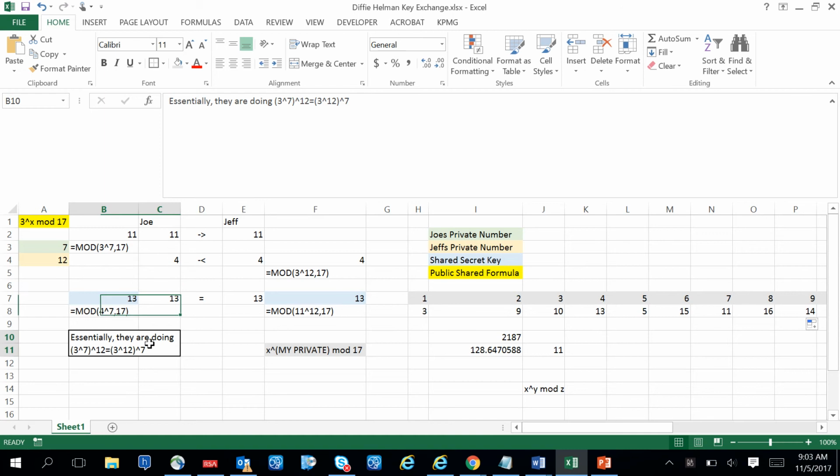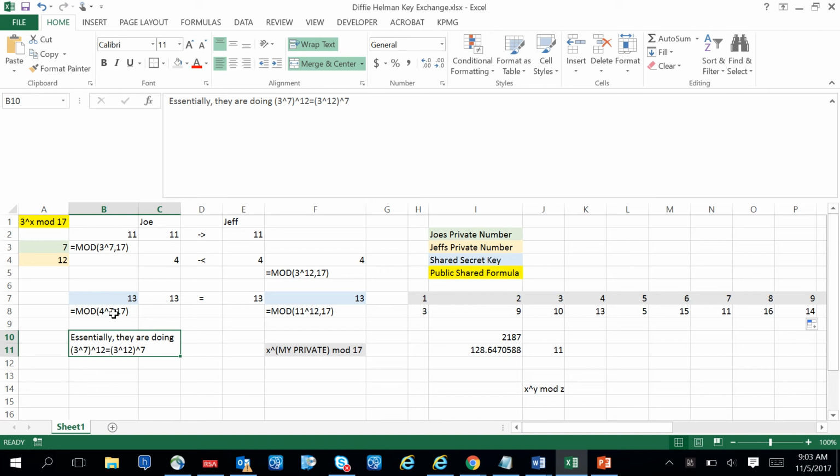Now what we can both do is do the same equation without even knowing it. It's just helpful because we have the first prime number. We have the answer, right? You don't need both prime numbers to do the same equation in this, or you don't need both private keys. What we're both essentially doing is 3 to the power of 7 to the power of 12, or 3 to the power of 12 to the power of 7, okay?